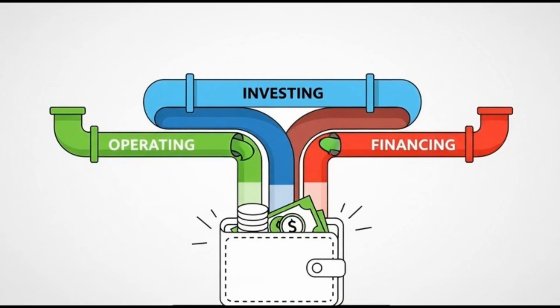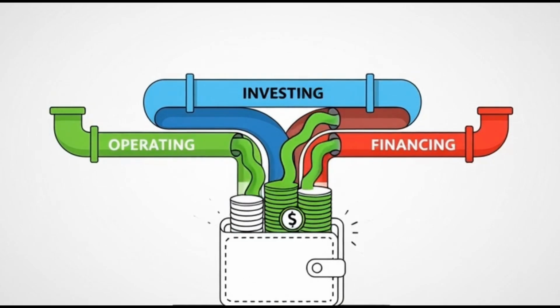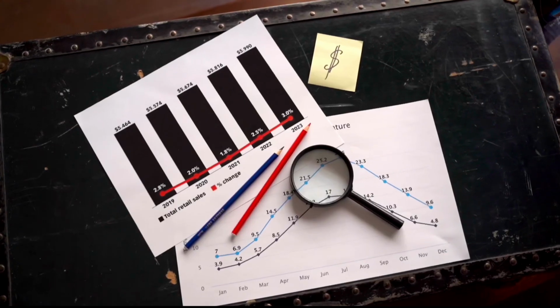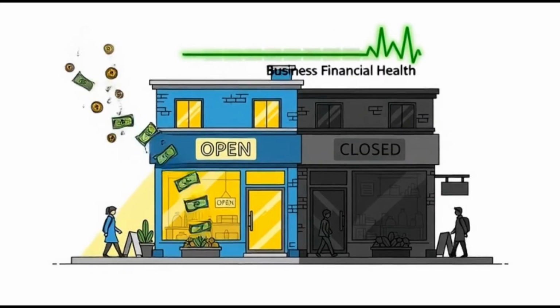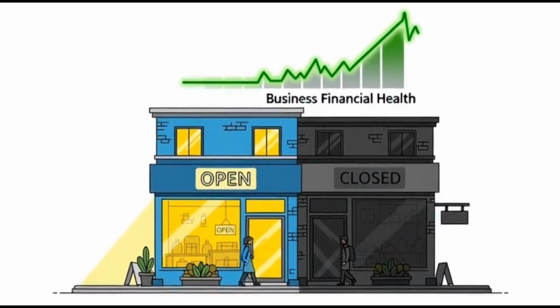Cash flow is usually broken into three parts. Operating activities, cash from daily business activities. Investing activities, buying or selling equipment, assets. Financing activities, loans, owner investments, repayments. At the end, it explains why cash increased or decreased during the period. This statement keeps businesses alive because you can be profitable and still run out of cash.